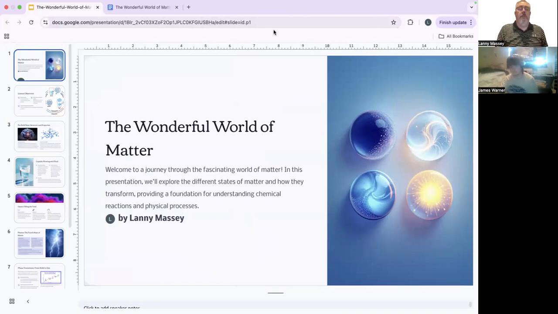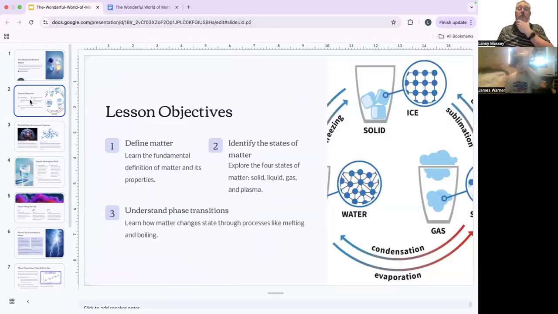We've already talked about matter, by definition, as anything that takes up space and has mass. Now we're also going to talk a little bit about the different phases of matter in this lesson. So our lesson objectives today are to define matter, learn the fundamental definition of matter and its properties, explore the four states of matter: solid, liquid, gas, and plasma, and understand the phase changes that occur and why those phase changes occur and why there are different states of matter as well.